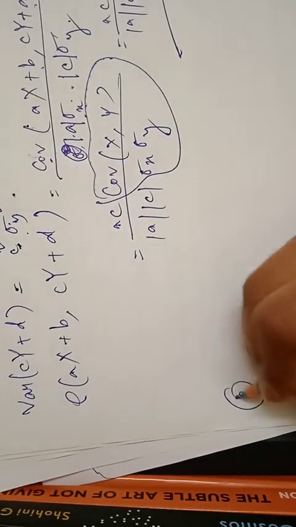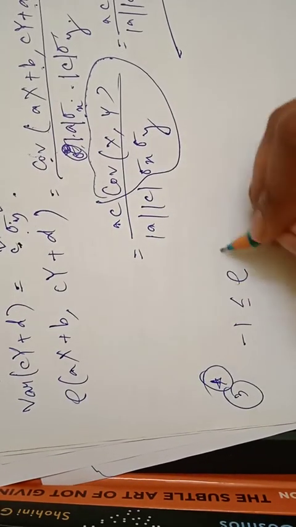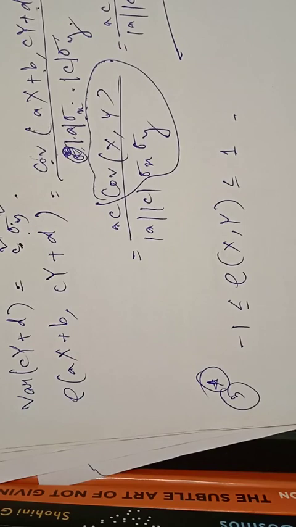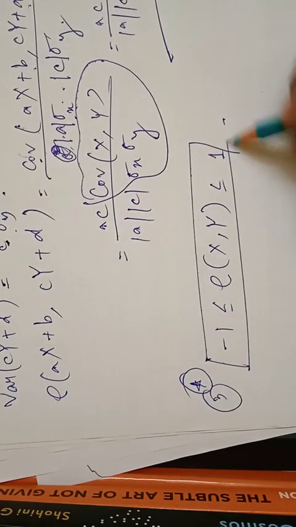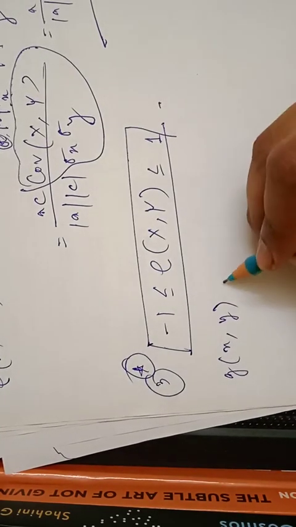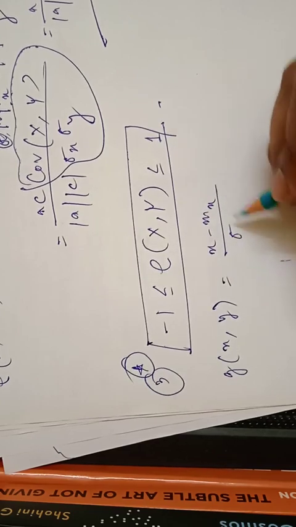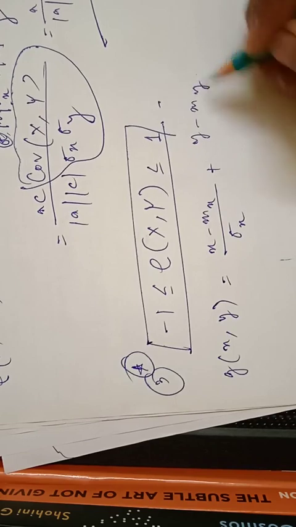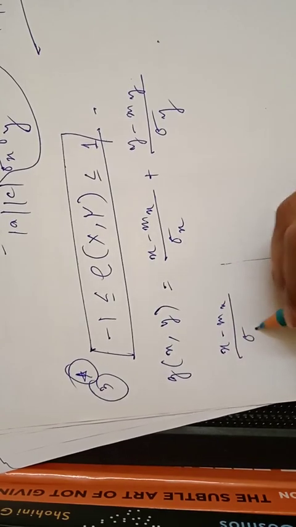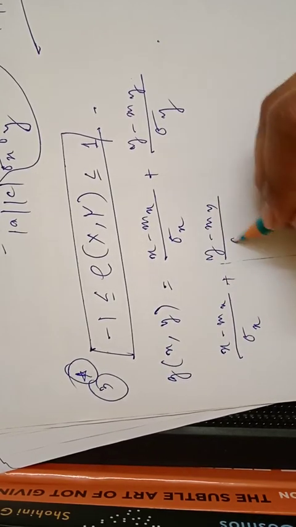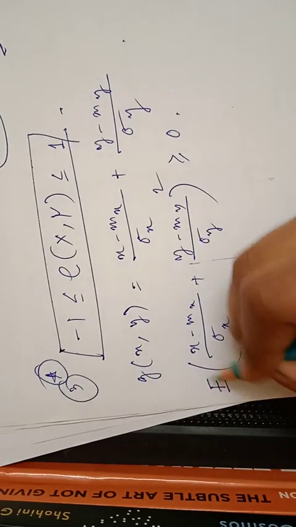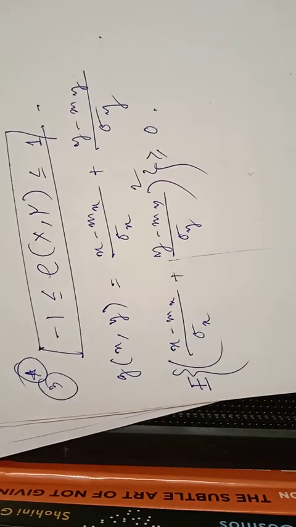Next one, another very important property, that is -1 less or equal to rho x comma y less or equal to 1. Okay, that is the value of the correlation coefficient always lies between -1 to 1. To prove it, we are taking a function g of x comma y equals to this x minus mx by sigma x plus y minus my by sigma y. Okay, now x minus mx by sigma x plus y minus my by sigma y, its whole square, it is greater or equal to 0. Okay, so its expectation will also become greater or equal to 0. We just checked from a property.